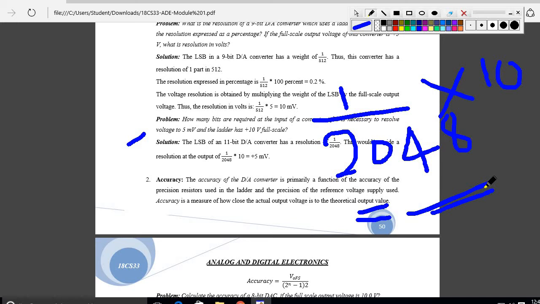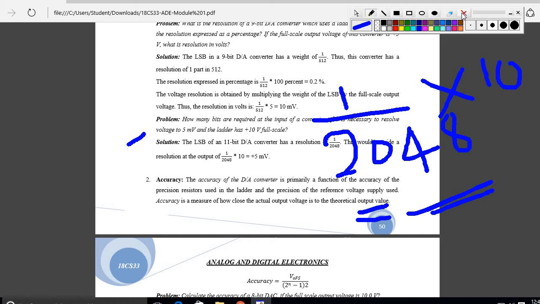Is it clear? In this way you have to find it out. If the weight of that particular bit is not mentioned, and only the full scale and resolution are given, you have to take it as 1 by x into 10 equal to that value and find x. Or directly, x into 10 equal to that 5 millivolt, and we have to find x out of that. Okay, like that you have to do.